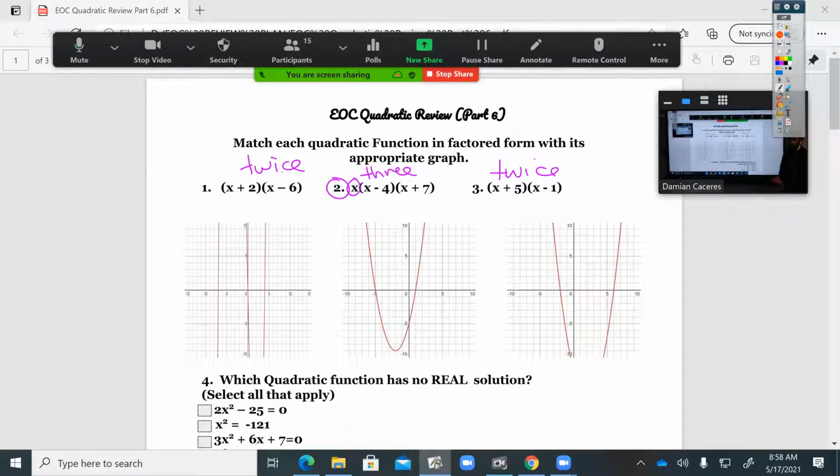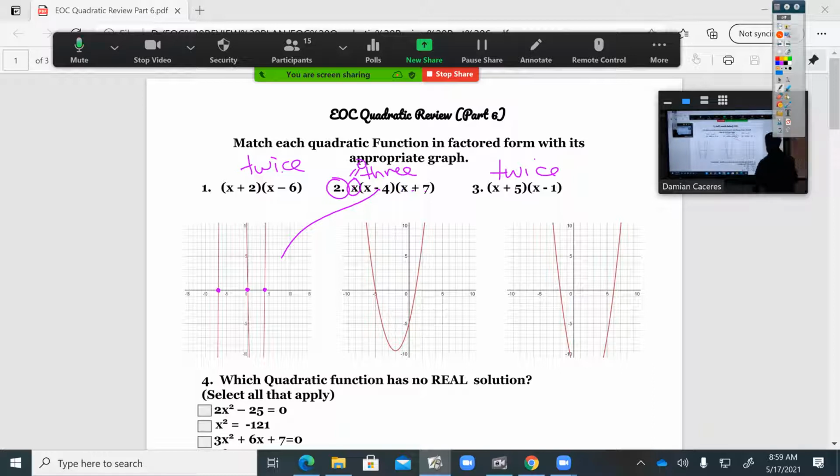Now, same logic to see where they touch. If it says minus 4, it touches positive 4. If it says x plus 7 on a factor, then it touches negative 7. And if you see an x by itself, then one of the solutions is 0, so it has to go through 0 as well. So that graph matches number 2 because it touches the x-axis 3 times rather than 2.